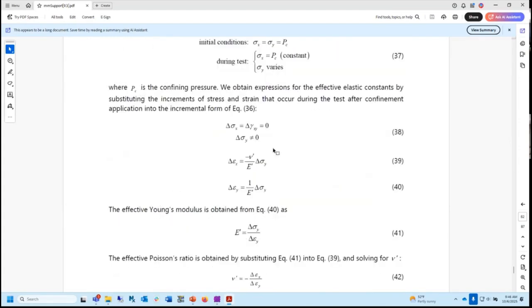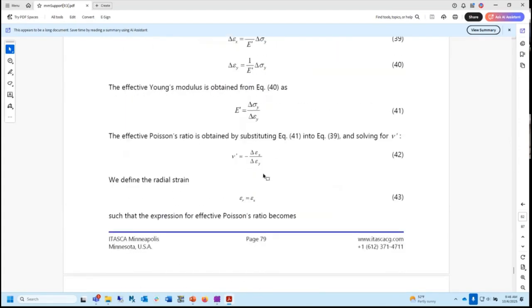And so you end up getting the same relationships. There you go. E prime is the slope of a biaxial test with no confinement, stress over strain. And the Poisson ratio is, again, the bulging out over the squeezing down. And so we do the same things. We measure the same things, but what we're really computing is not really E and nu. I'm going to call these effective E and nu.